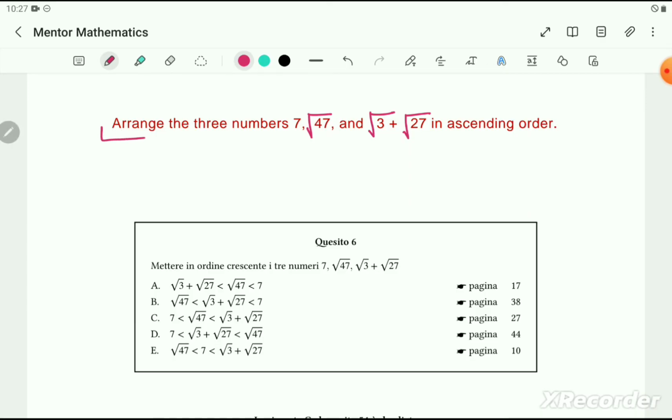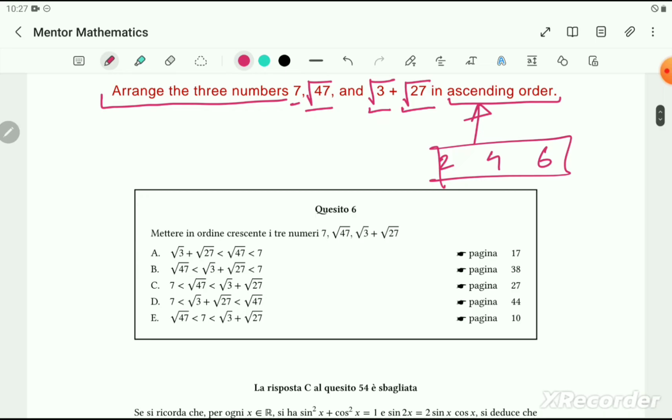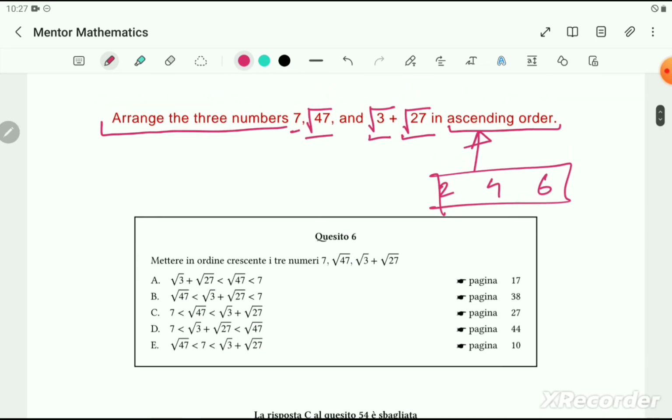Arrange the three numbers 7, root over 47, and root 3 plus root 2, in ascending order. So we know ascending order, right? It's from a smaller number to a greater value. For example, 2, 4, 6 is an ascending order. So we have to find out which is the smallest value and which one is the greatest value.